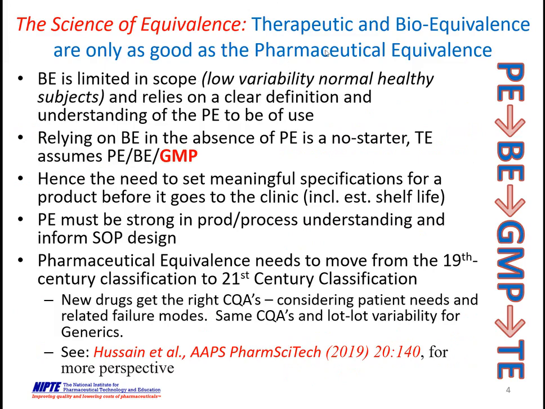Now, the problem with not being able to accurately identify and demonstrate pharmaceutical equivalence is that the basis for therapeutic equivalence backs up to bioequivalence. And bioequivalence, however, is very limited in scope. It's all low variability, normal healthy subjects, and relies on a clear definition of pharmaceutical equivalence.